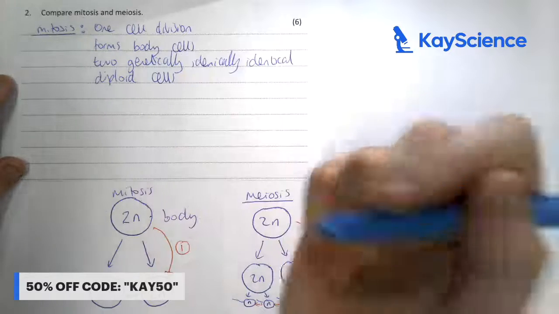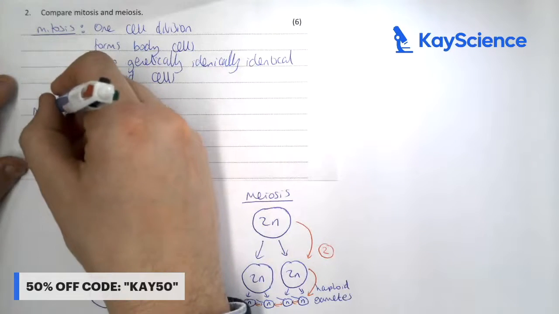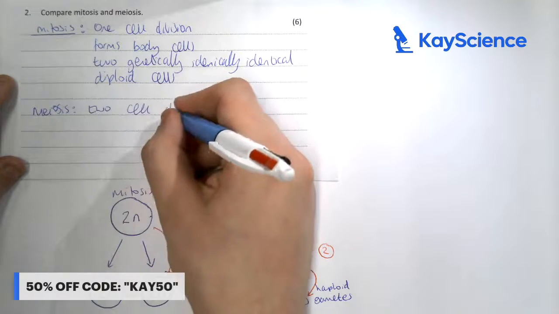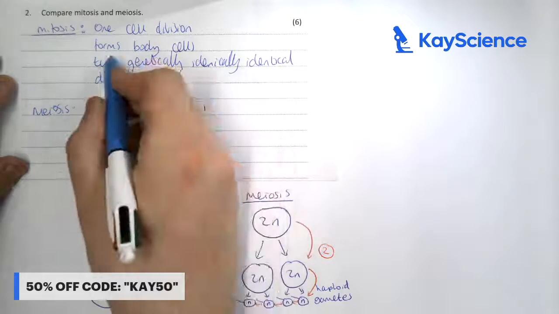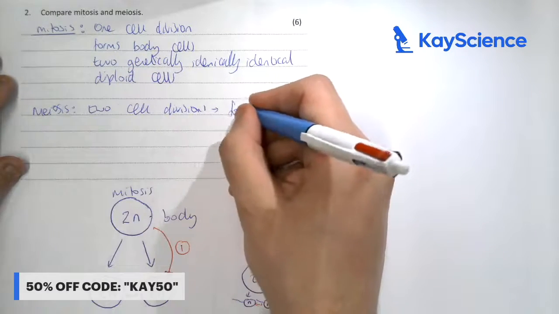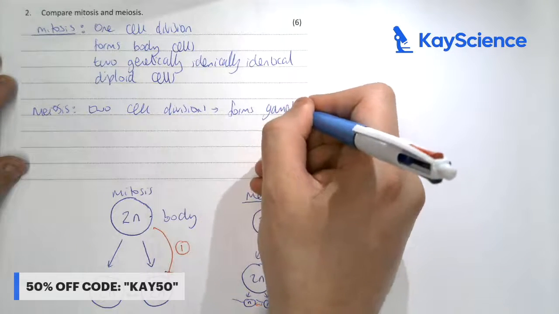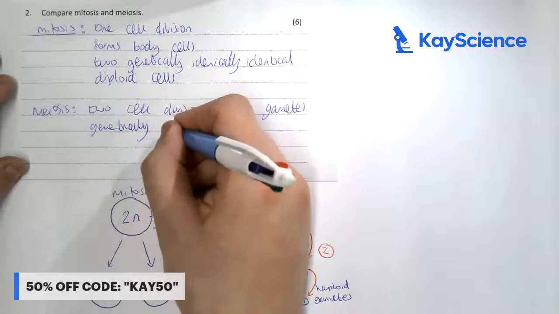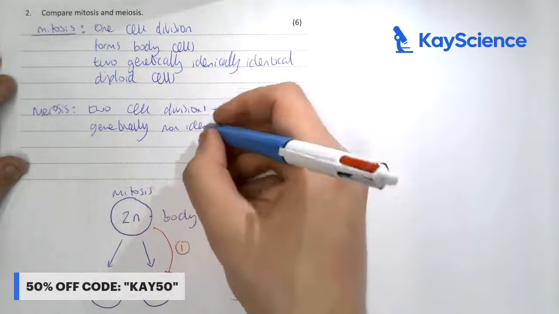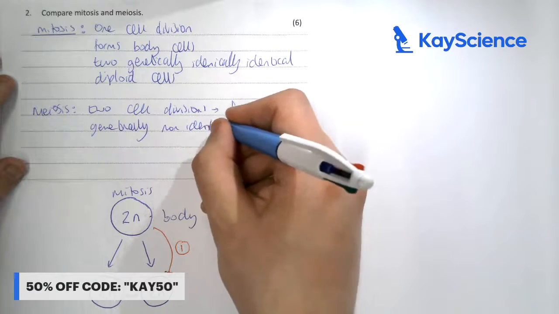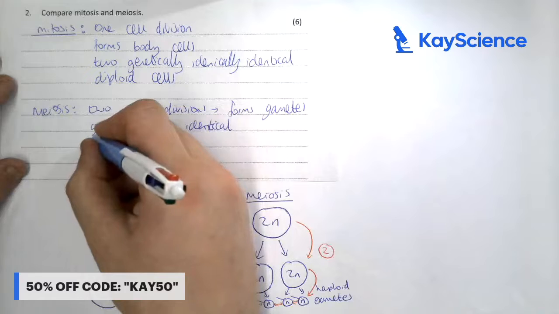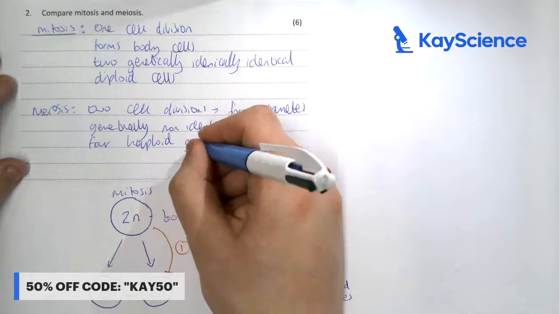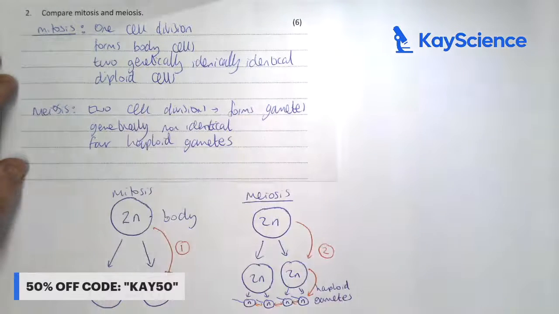So you've now talked about mitosis, and it says to compare it. So meiosis has 2 cell divisions, and it forms gametes that are genetically non-identical. They form 4 haploid gametes.